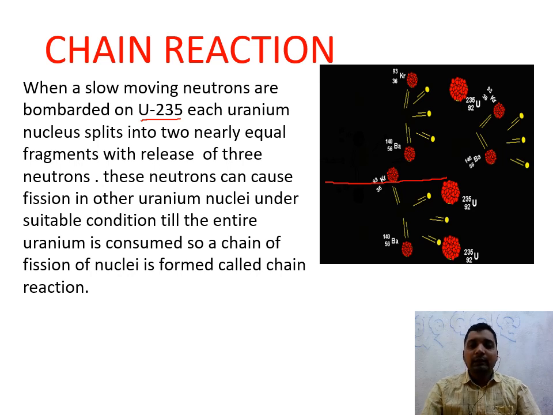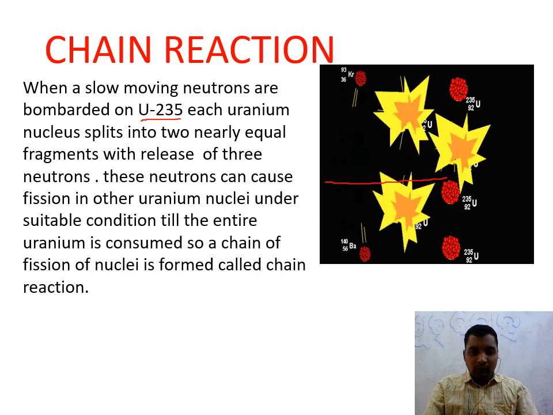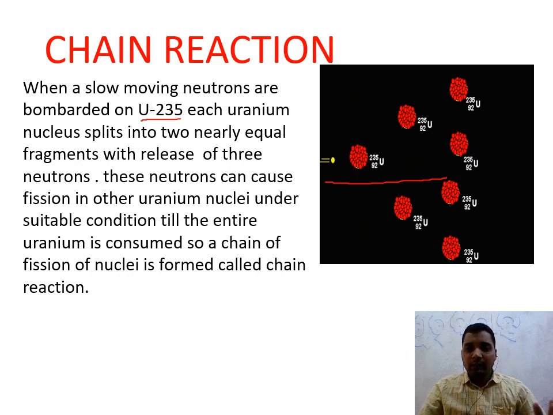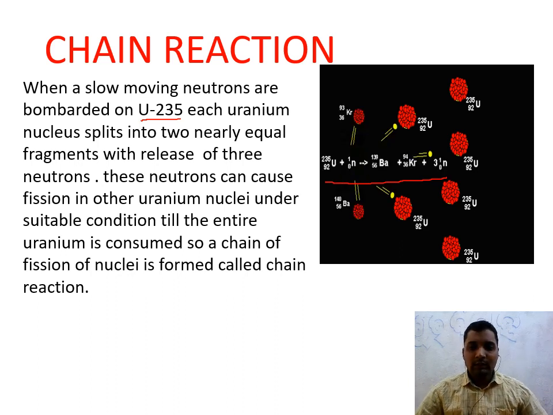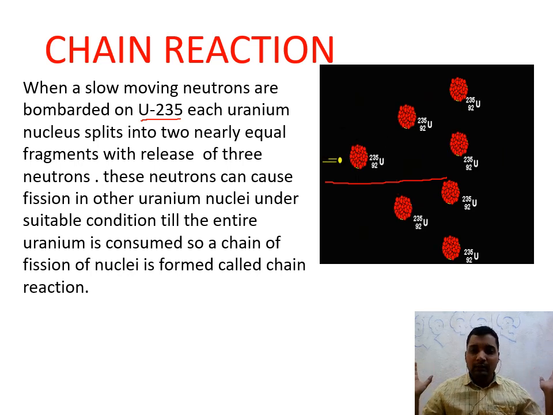When the same process continues, it gives a very high amount of energy, and it always goes in the form of a chain. One uranium-235, one neutron bombards it, it gives uranium-236, then krypton, then barium and 3 neutrons. Those 3 neutrons again hit different uranium-235 atoms, and the process continues. This continuous fission reaction goes on until the entire uranium is consumed, coming in a chain. That chain is called a chain reaction.